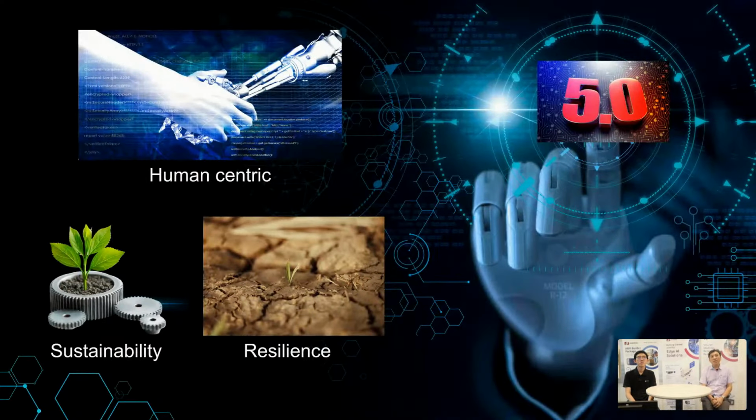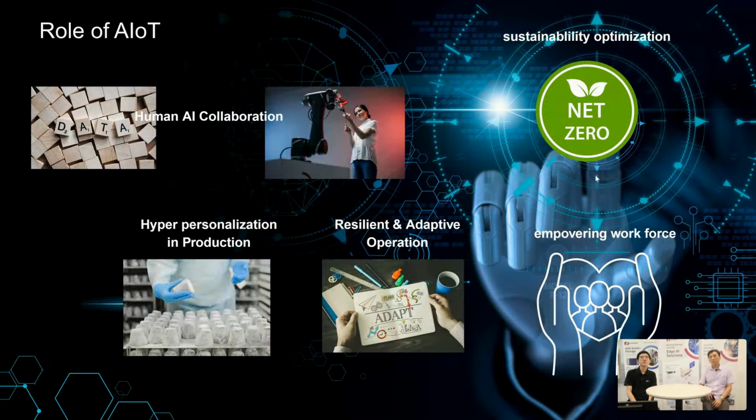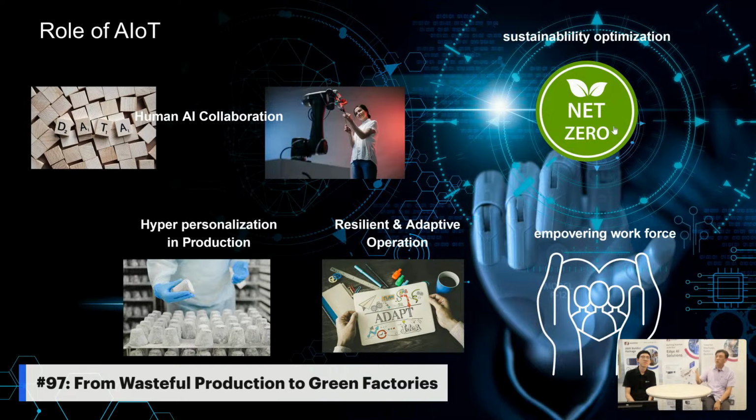What would be the role of IoT? Maybe we can discuss this one. What is the main role of AI and IoT in terms of building up Industry 5.0? In this case, we don't talk only about sustainability. We talk about resilience, we talk about human-centric, we talk about collaboration and so on. So how do AI and IoT play a part?